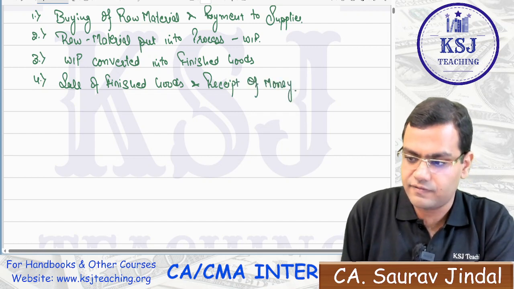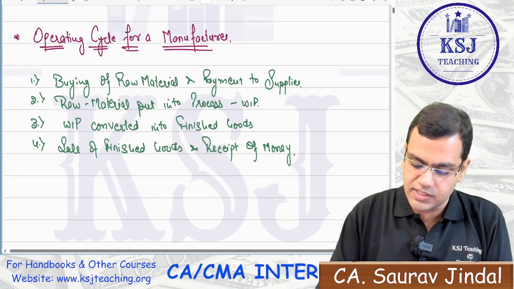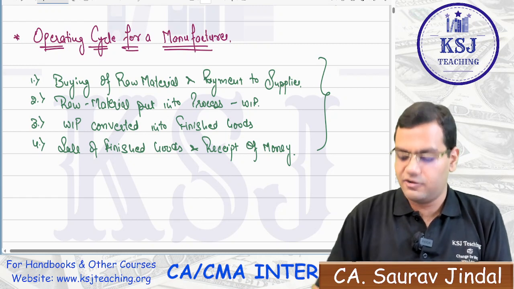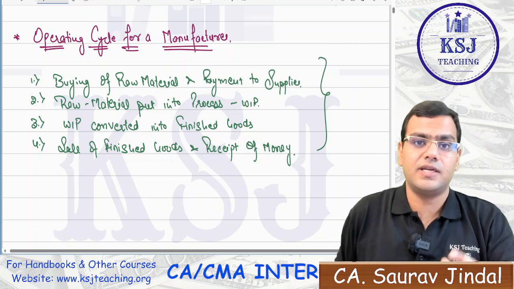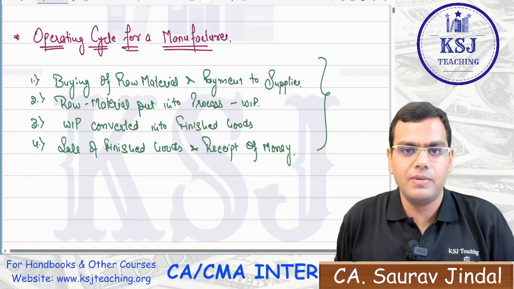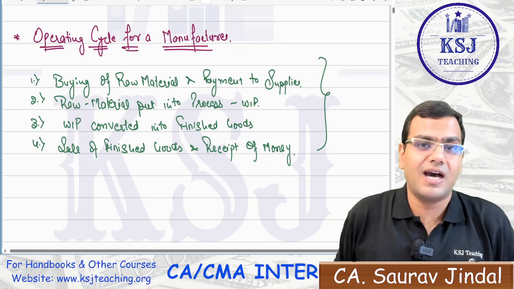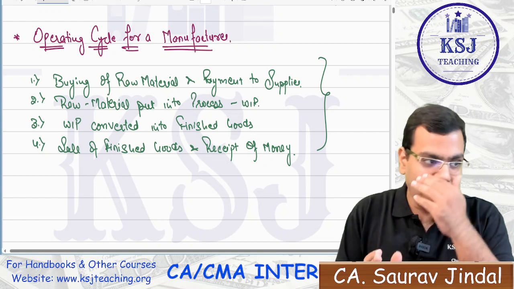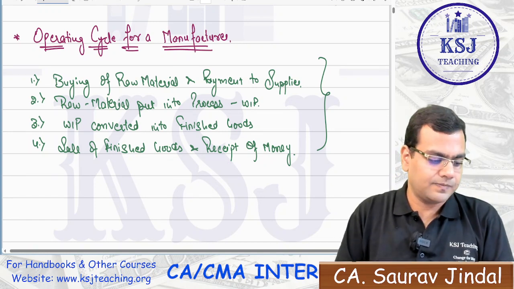And receipt of money. Now, what we are saying is, we are saying that the operating cycle for a manufacturer is dependent upon these things, right? The operating cycle for a manufacturer is dependent upon these parameters. These are the transactions that are happening in the books of the manufacturer regarding the raw material, and then converted into WIP, then WIP into finished goods. So these are the transactions which are taking place in the books of a manufacturer, and how to identify the operating cycle now from here is a task, right?